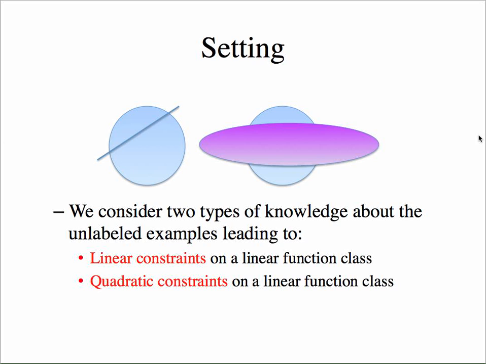Pictorially, you can think of a linear constraint as a half space intersecting with a function class represented as a circle here. And pictorially, you can think of a quadratic constraint as an ellipsoidal constraint intersecting with our original function class here. This intersection shrinks our function class and thus may affect generalization. And so is the case for the quadratic constraint.